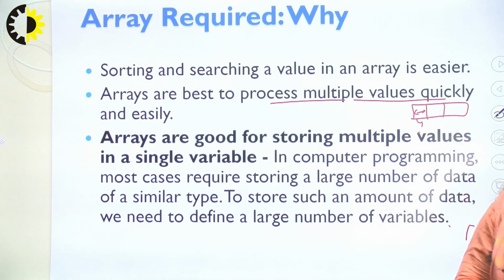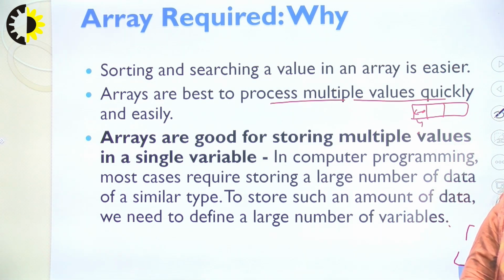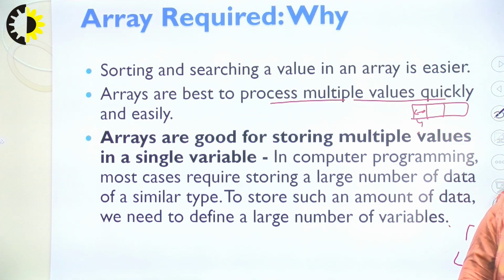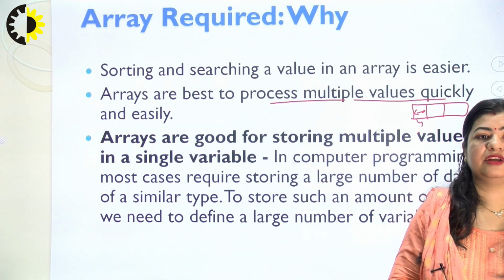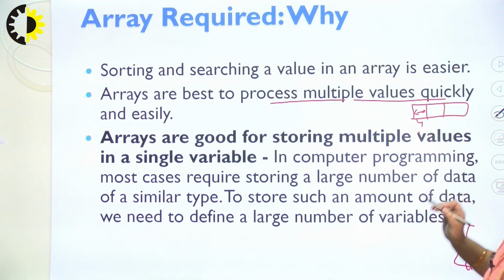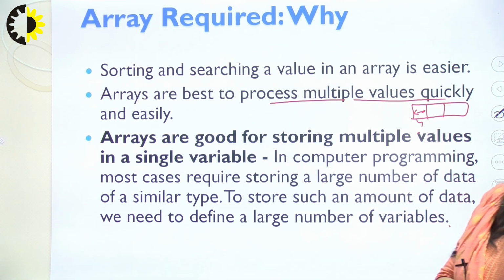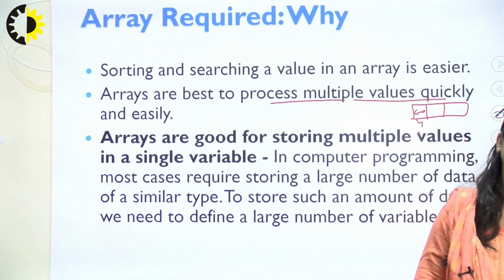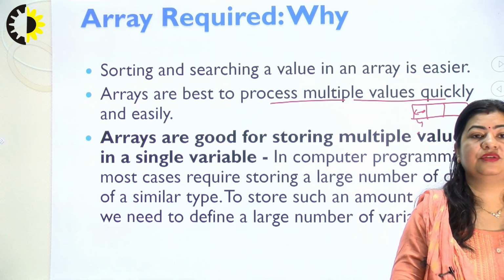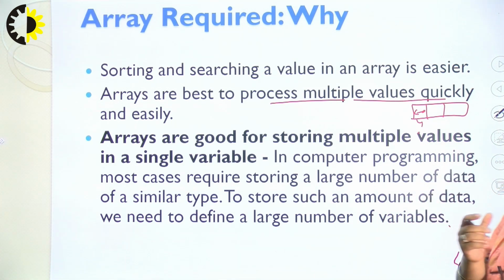In computer programs, most cases require storing a large amount of data of similar type. To store such an amount of data, we would need to define a large number of variables. That means, in different cases of array, we will use the one-dimensional array and the two-dimensional array. Two-dimensional array means using rows and columns, and one-dimensional array means using a single subscript. It is the most important part for sorting, searching and storing multiple values in a single variable.